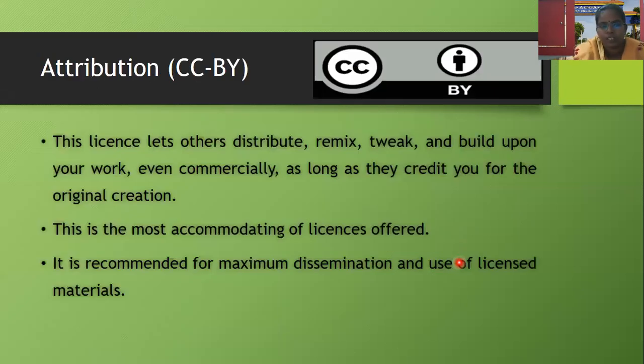The first type is attribution, CC BY. This license lets others distribute, remix, tweak, and build upon your work even commercially, as long as they credit you for the original creation. This is the most accommodating of the licenses offered. It is recommended for maximum dissemination and use of licensed material.